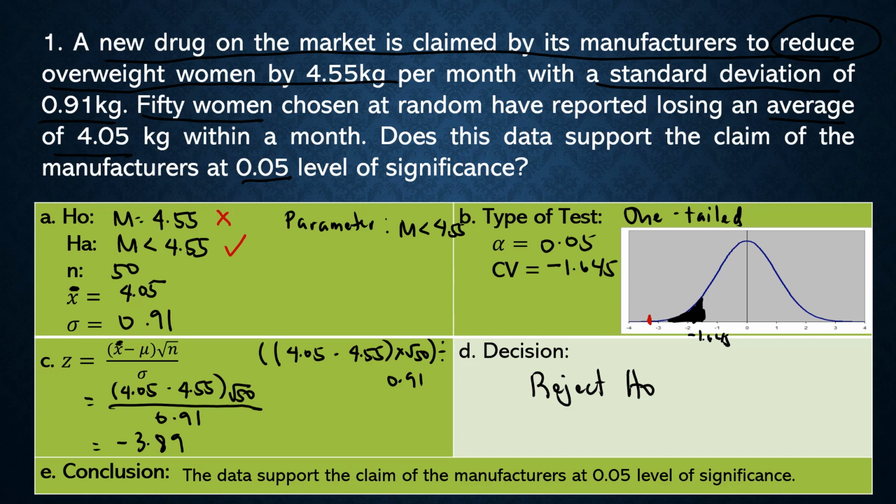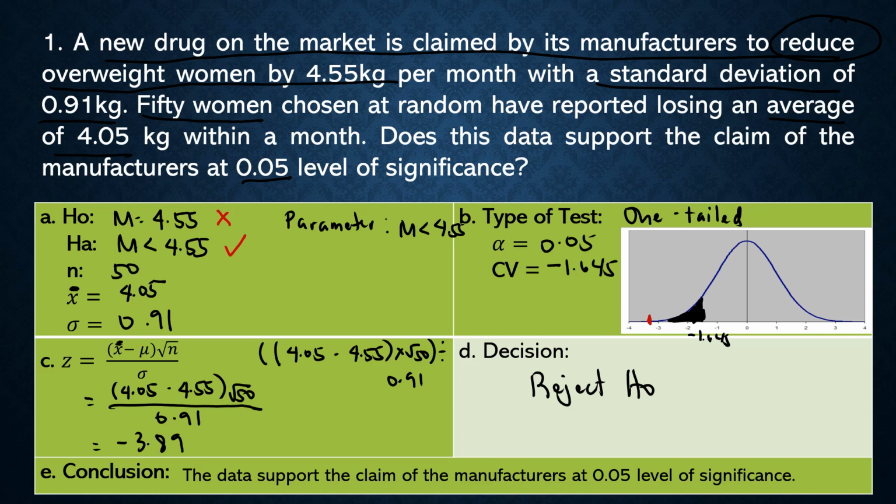Sir, how are you going to know if the data support or did not support the claim? If the null hypothesis is accepted, it implies that H sub O is correct and H sub A is not correct. However, as you can see, our parameter deals on H sub A. Since it deals on H sub A and it's not correct, automatically it did not support the claim. But since our parameter is the same as our alternative hypothesis and our alternative hypothesis is correct, it implies that the data support the claim of the manufacturers.